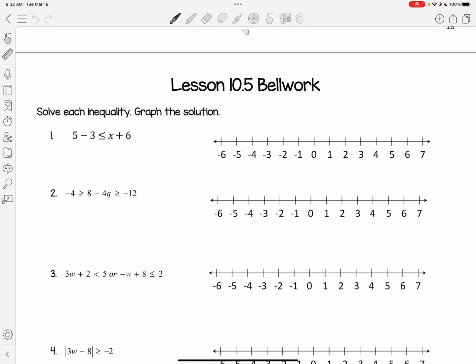All right, today we're going to go ahead and finish Unit 10. So if you could go ahead and hit pause and try this Unit 10.5 bell work on your own and see how you do. All right, so hopefully you took a moment to pause.